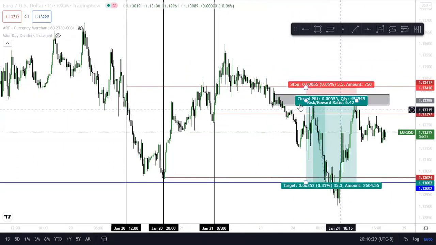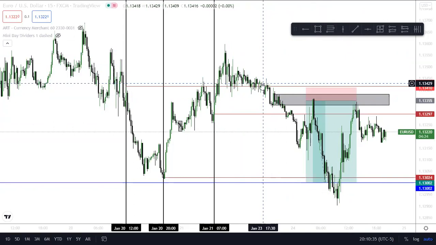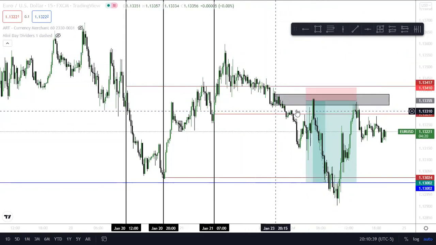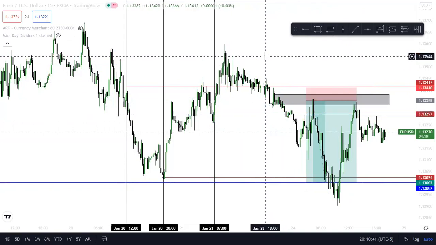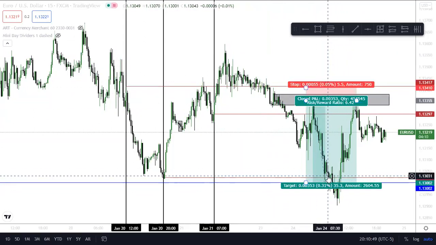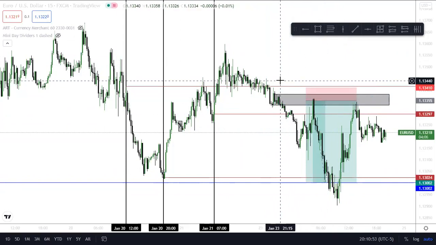You could have predicted this to happen in London by simply stating the fact that the entry you want needs to happen after a stop hunt. The session that's predominantly known for hunting stops is London. So you could take a trade here and then be out by New York, really. And then that's it. But hopefully this helps you to put your plan together.